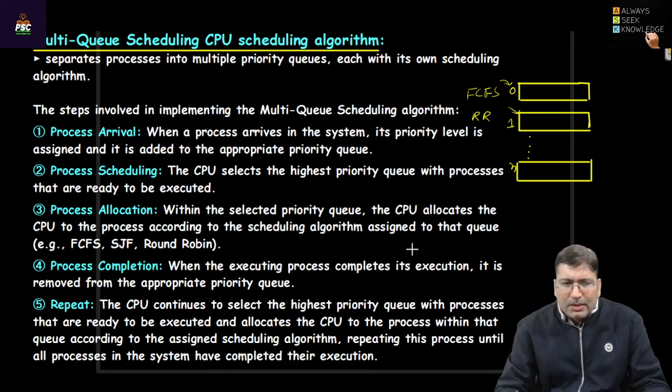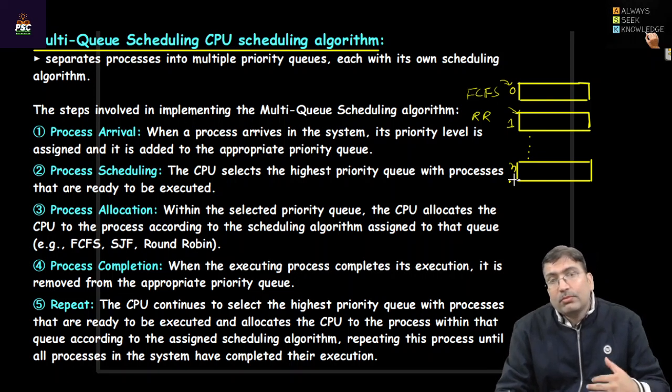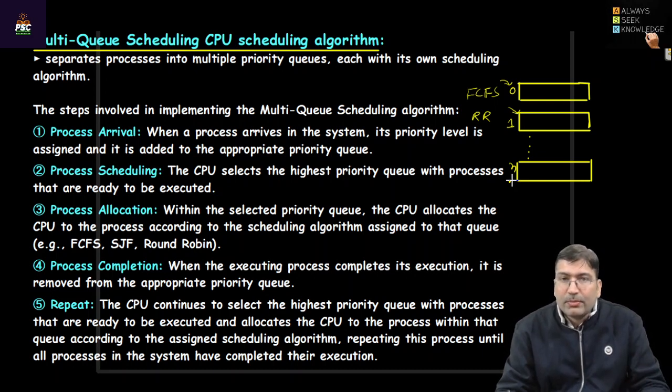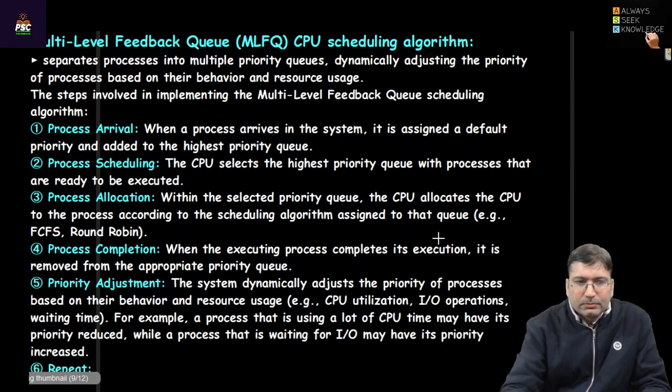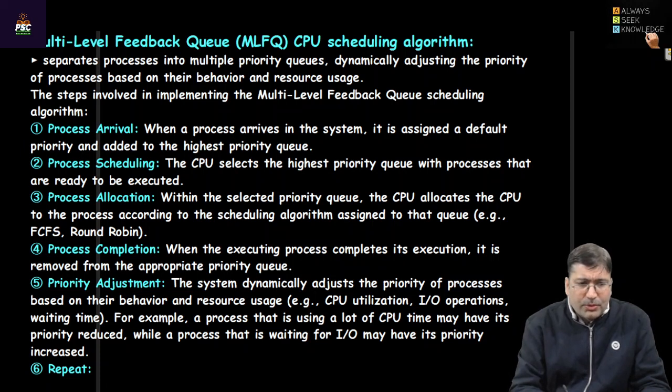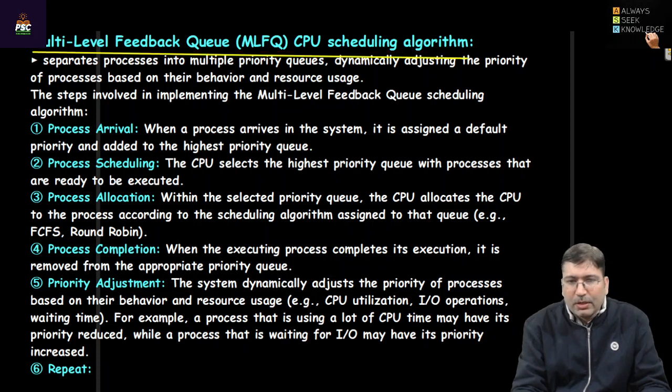Okay. In this scheduling, there is one problem. Some of the processes that are at a very low level, that arrived at the nth level of priority, may get the CPU after a very long duration of time. You can say a starvation problem can be there. Starvation can be there, right? So to deal with this problem, another CPU scheduling algorithm was introduced, which we call multi-level feedback queue scheduling, the MLFQ CPU scheduling algorithm.